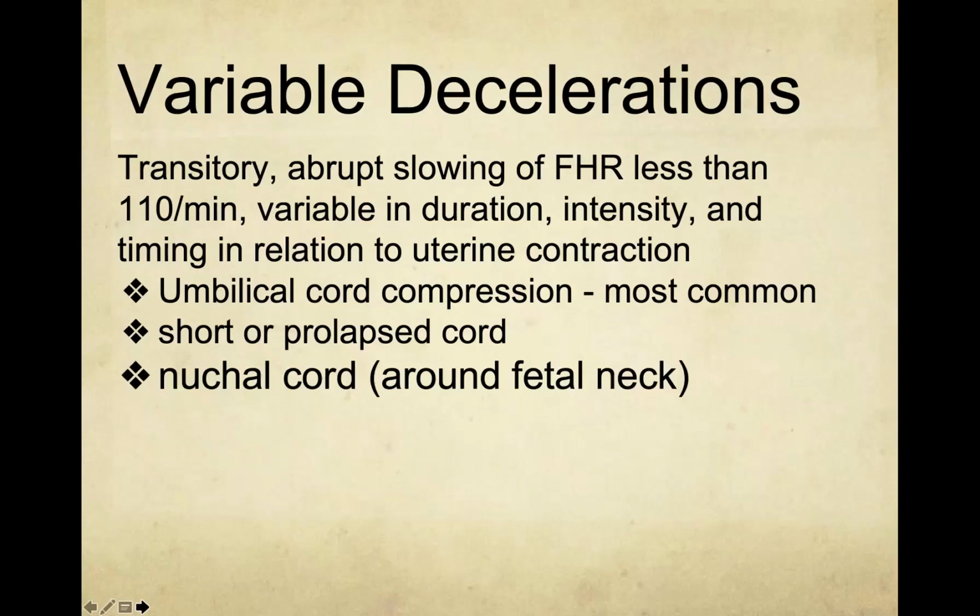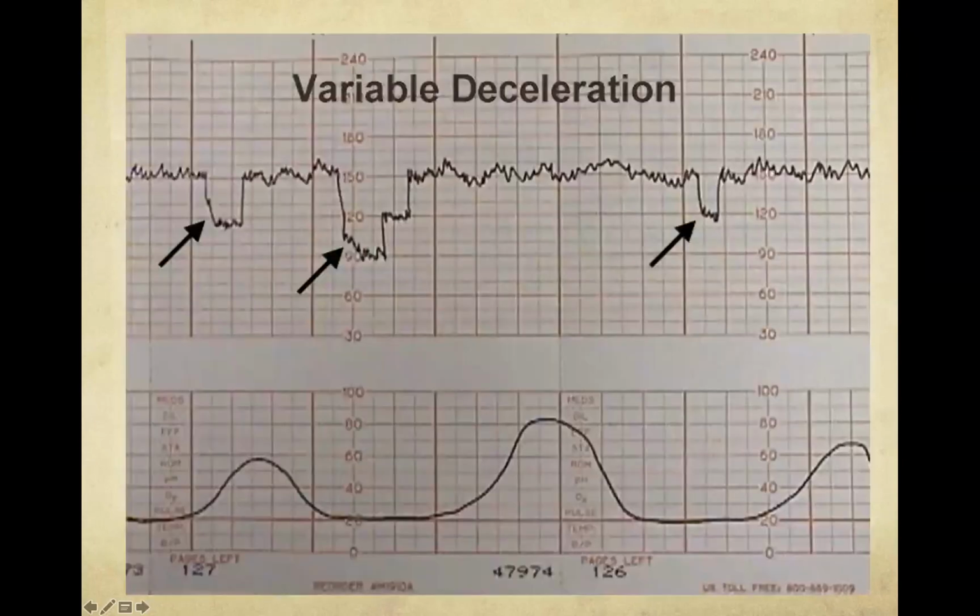And a variable most commonly is caused by umbilical cord compression, or a short or prolapsed cord, or a nuchal cord where the cord is around the baby's neck. And so you see the jagged lines are the telltale sign there.